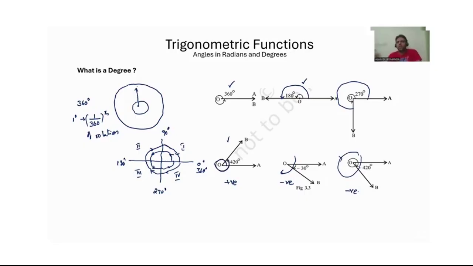Understood? So what is a degree? A degree is 1 by 360th portion of a full rotation, right? So if I divide that full rotation into 360 parts, then that one part is nothing but a degree. Now, a degree is denoted by a small circle at the top, like 30 degrees, 40 degrees, like that.